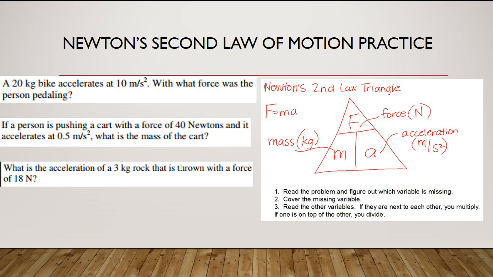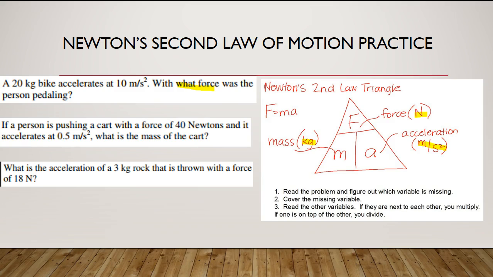So let's practice. Okay, so here we're looking for key words. A 20 kilogram bike accelerates at 10 meters per second squared. With what force, here it is, what force was the person pedaling? So we come over to the triangle, cover up the F, mass times acceleration. Another thing to consider is the units right here. Mass for kilograms, force for newtons, and acceleration meters per second squared.